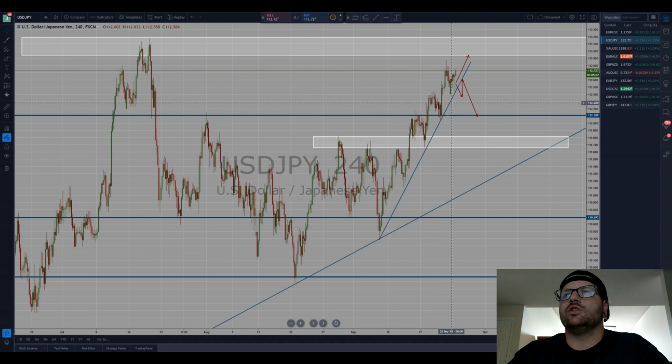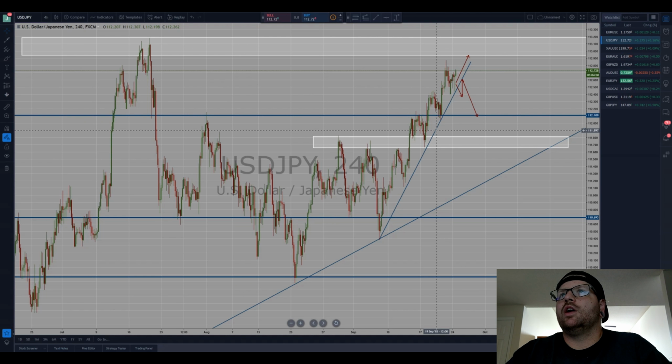I don't like to draw trend lines like this. If you guys have watched my videos in the past, I'm really not a fan of drawing trend lines like this because it's a very steep angle. However, I felt it was relevant to put it in this time, and so there is the trend line there. As you can see, the break and the retest of that.